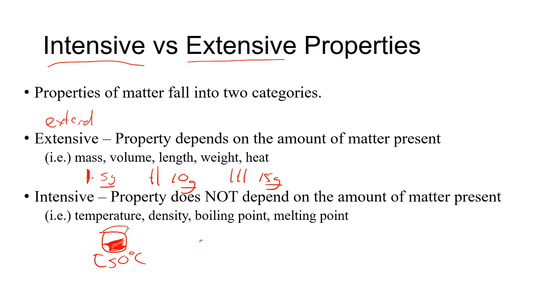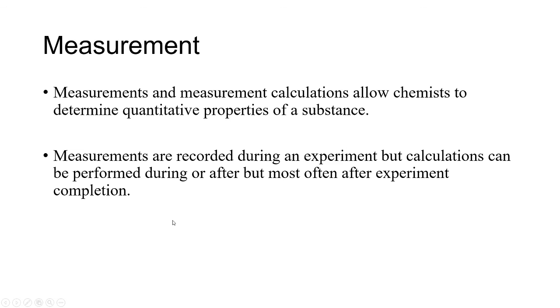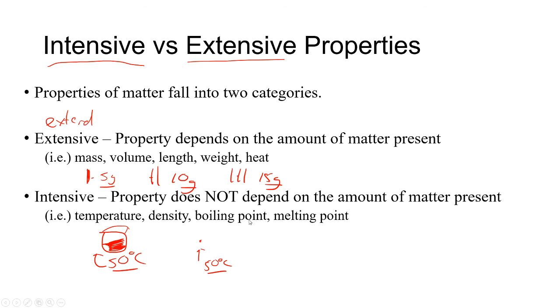Now let's say I have a drop of water, and that drop of water is also 50 degrees Celsius. Is the temperature any different based on the amount of matter I have? No, it's not. I could have a swimming pool of water. I can have a droplet of water. No matter how much water I have, the temperature is the same. Same thing goes with density and boiling point and melting point. No matter how much water I have at 100 degrees Celsius, it's going to reach that temperature. So something to keep in mind there.